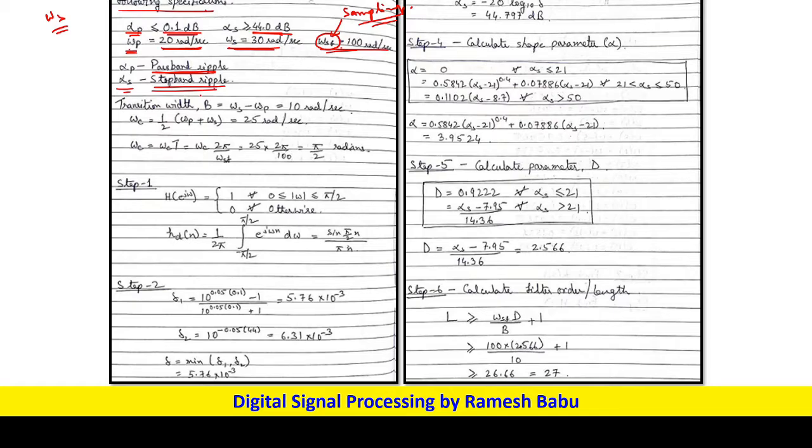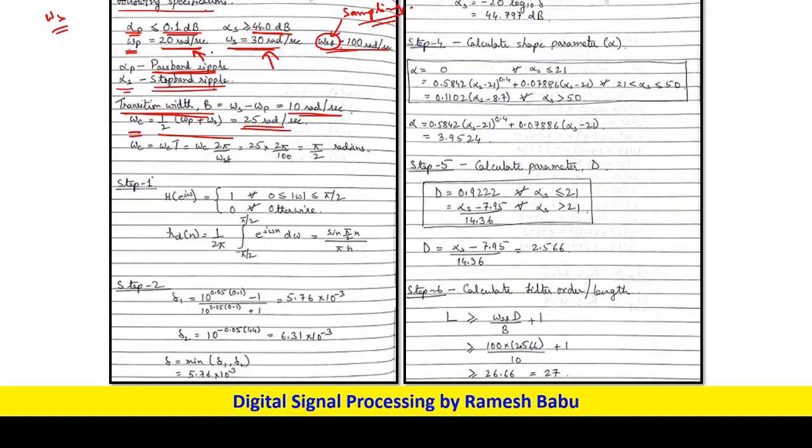Now what is the transition width? Transition width B would be given as omega s minus omega p, which is equal to 10 radians per second. What is omega c? Omega c, I already told you, is omega p plus omega s divided by 2. So find the average, it is 25 radians per second.